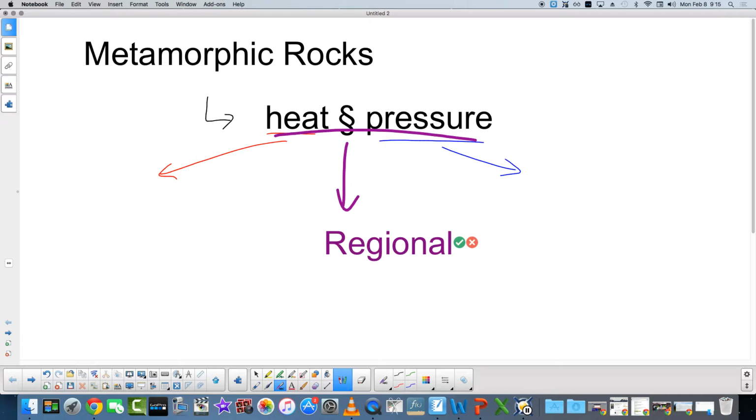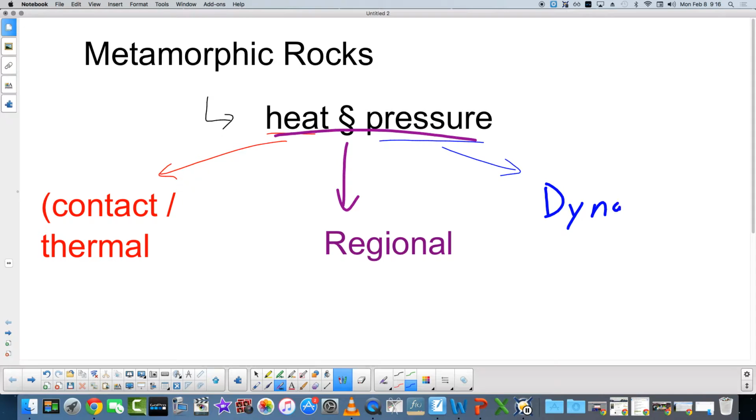And from heat alone is called contact or thermal. Thermal, admittedly, is a much easier name to remember. Unfortunately, it is not the most common name. Contact, by far, is more common. From pressure alone is known as dynamic.